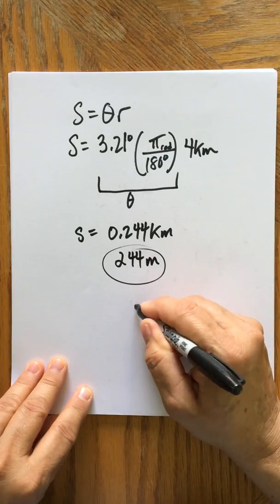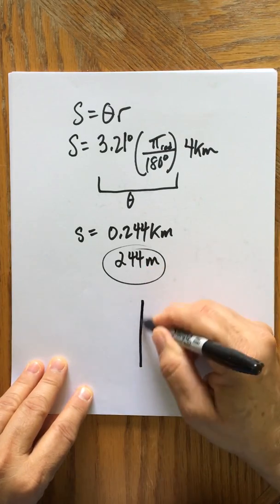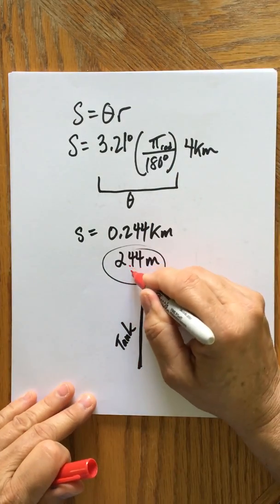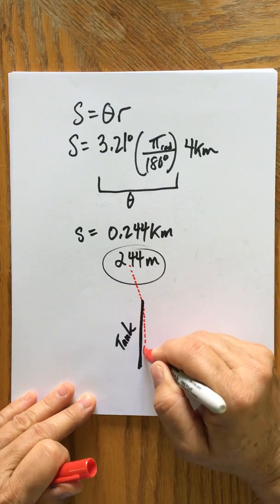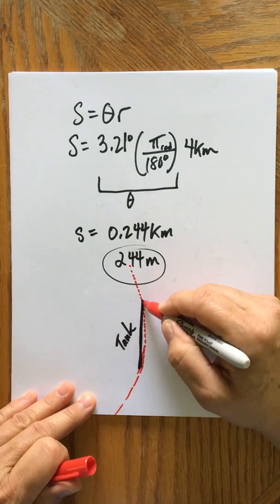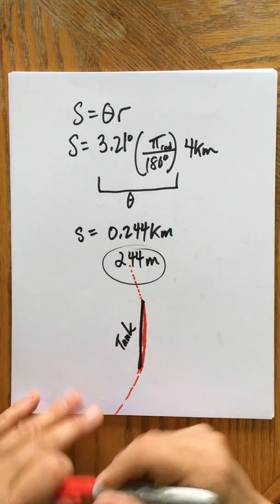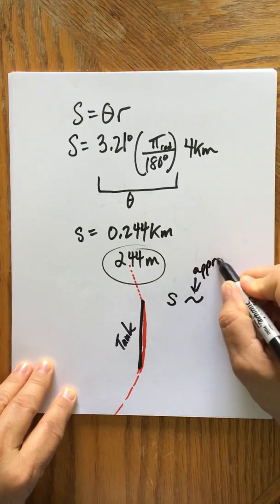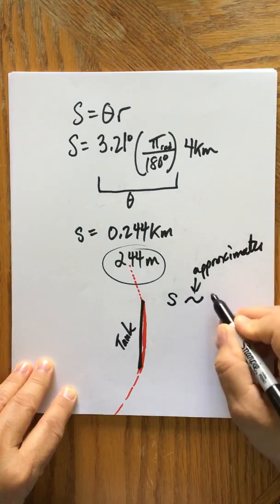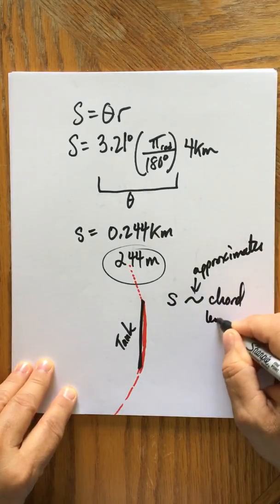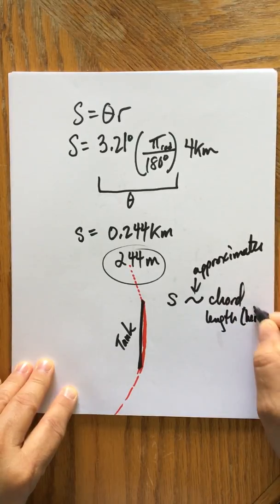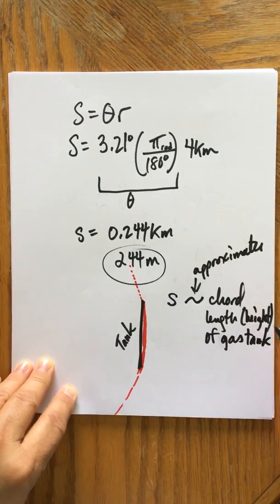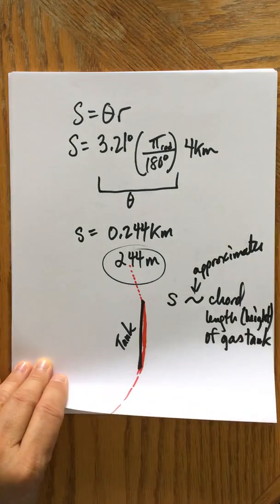Remember, what's happening is, if I were to expand it, the tank has a vertical height, and the arc length is coming along here like this. Something like that, that's this teeny little curved portion. What I'm then supposed to tell you is that the arc length approximates, that means approximates, the chord, which is the length or the height of the gas tank, which was 244 meters. All right, so that's our first example.